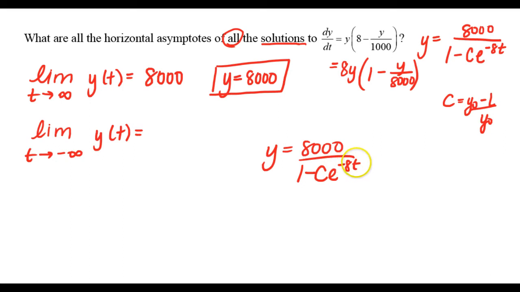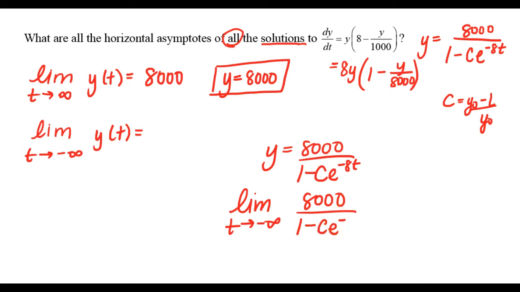to the negative 8t. And I want to evaluate what's happening as t approaches negative infinity. So the limit as t approaches negative infinity of 8,000 over 1 minus C e to the negative 8t. Here we're plugging in really negative numbers into this t value. If we plug in large negative numbers here, a negative times this negative 8 is going to give me a positive.